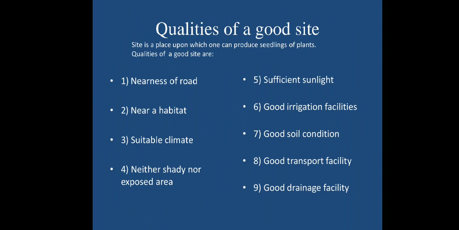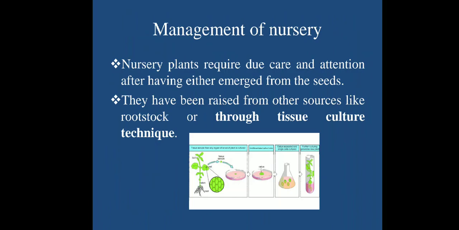Qualities of a good site. Any site where you establish a nursery should have nearness to a road, be near a habitat where you get a lot of plants, have a suitable climate for the growth of plants, and be neither shady nor exposed. Fifth point, sufficient sunlight should be there. Sixth point, good irrigation facilities should be there. Good soil condition, good transport facility, and good drainage facility should be there for a good site.